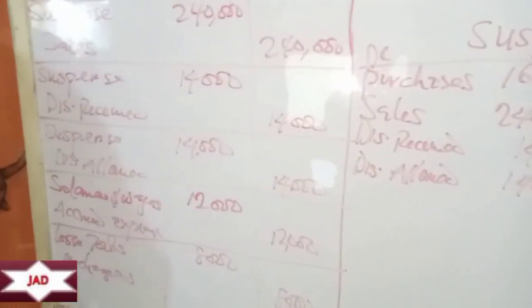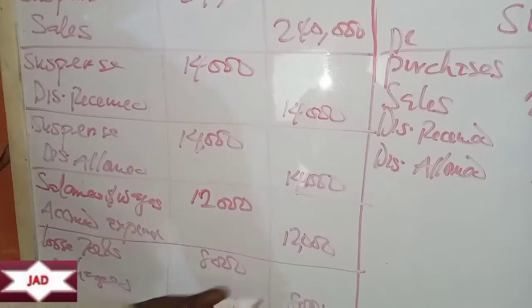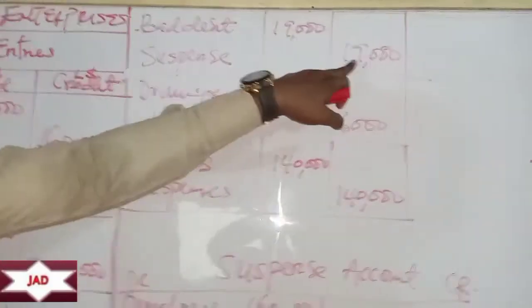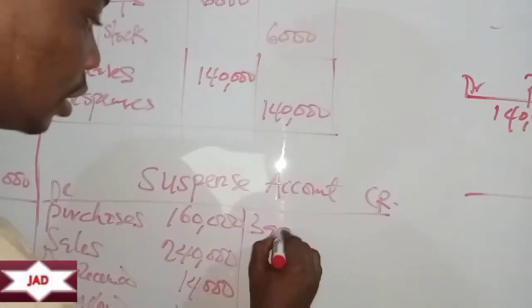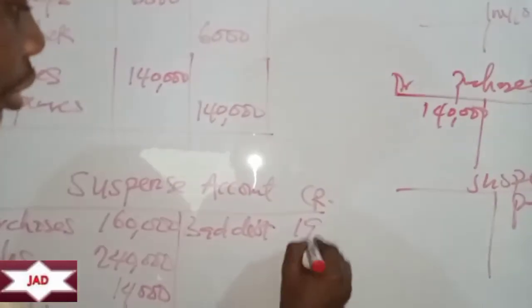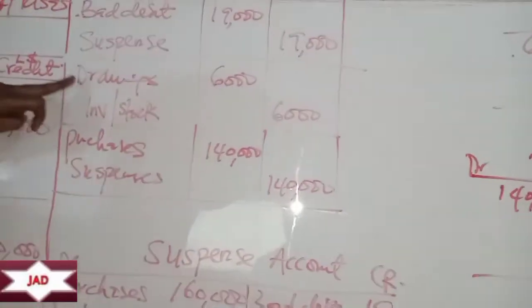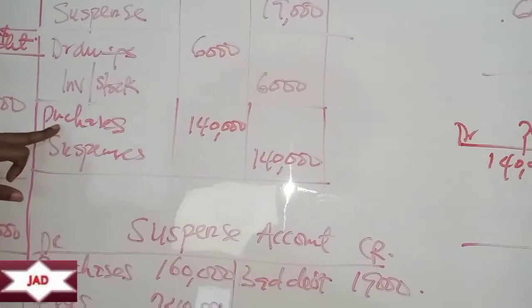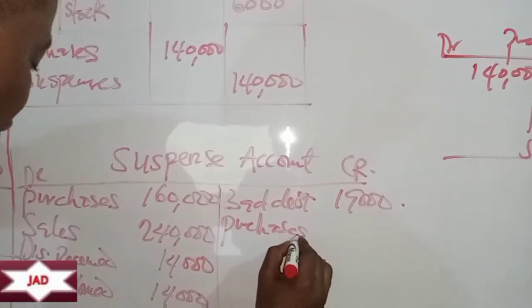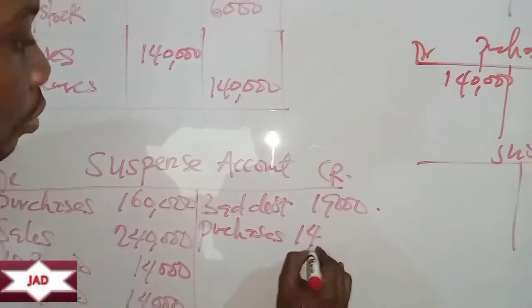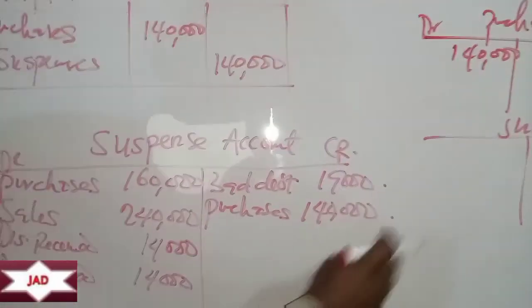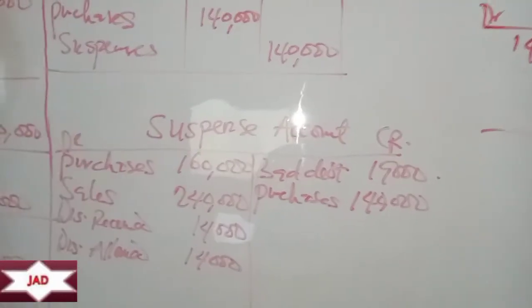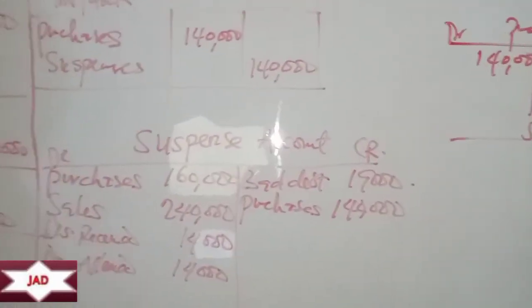Here, salaries and wages debit, accrued expense credit. No suspense, so it will not go to the suspense account. Here, loose tools debit, purchases credit, no suspense, so it does not move to the suspense account. Here, bad debt debit, suspense credit. So we'll come to the credit side and say bad debt, 19,000. Here, drawings debit, inventory credit, no suspense, so no suspense account there. Here, purchases debit, suspense credit. So we'll come here and say purchases, 140,000.